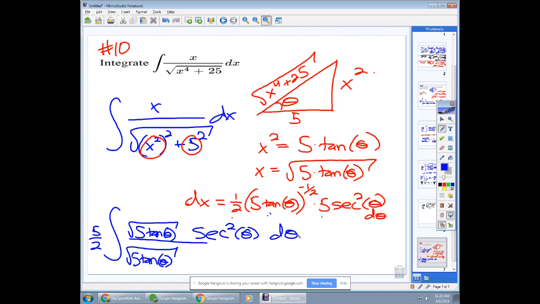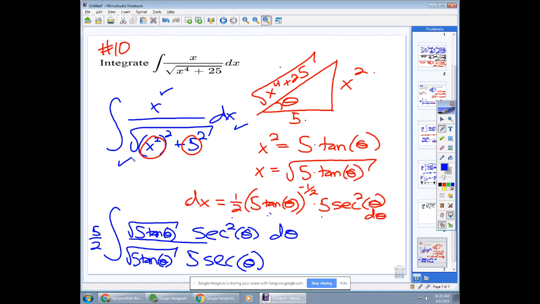And then let's see. Oh, I didn't write down what the square root was in this case. So according to my triangle, cosine would be 5 over the square root. If I flip that, what function do I have? Secant, yeah. So the square root's going to be 5 times the secant. So I've replaced the x, check. I've replaced the dx, check. And I've replaced the square root, check. I've got everything in there.